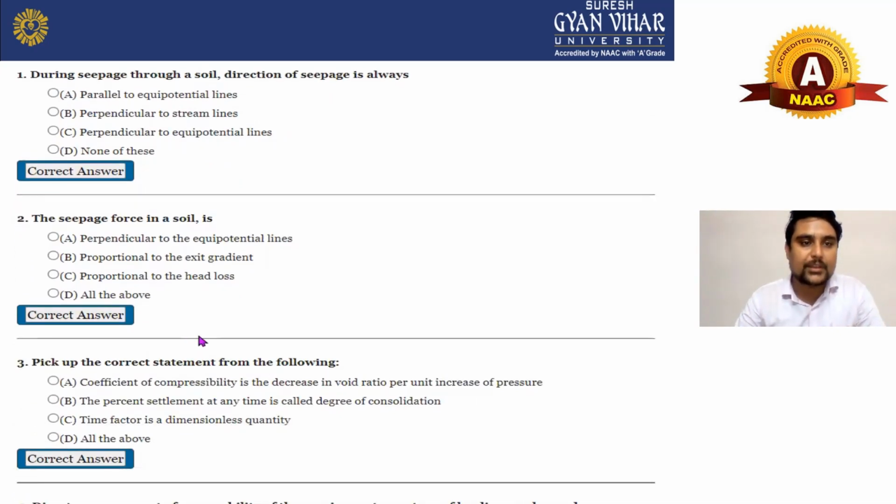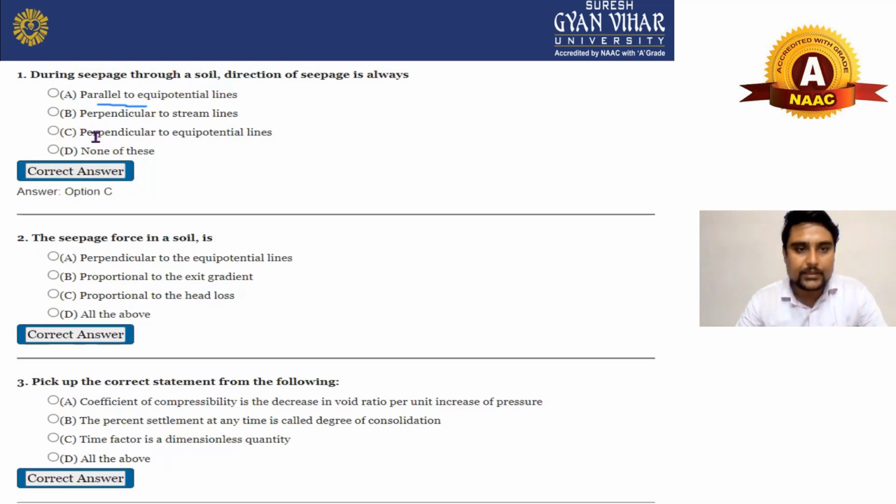Now we will see the MCQs. First question is, during the seepage through the soil, direction of seepage is always. There are 4 options given, as you can see here. First one is parallel to equipotential lines, and second one is perpendicular to streamline. Third one is perpendicular to equipotential line, and last one is none of these. Let's see what will be our answer here. Answer will be C. As you can see, it will be perpendicular to equipotential line.